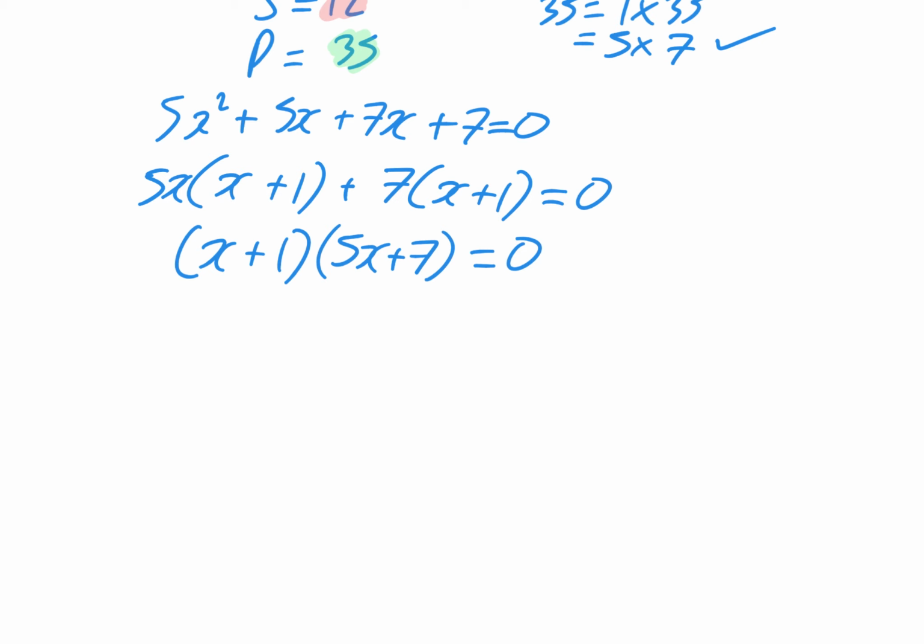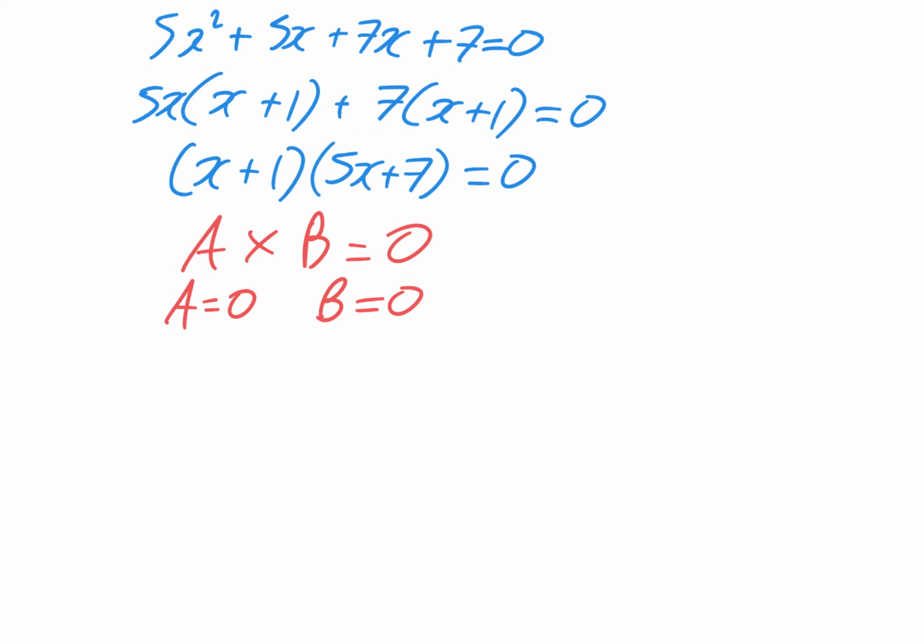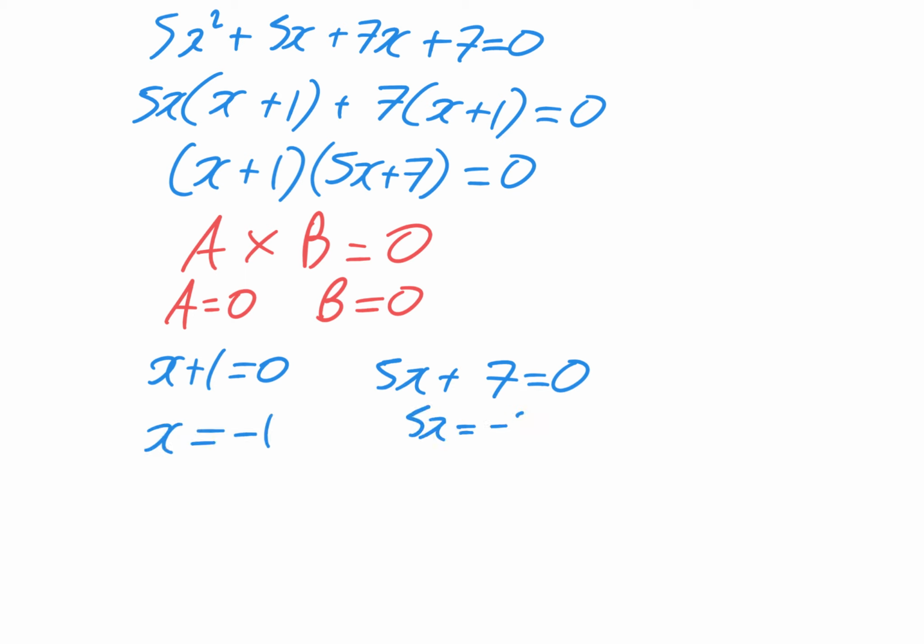Okay, and then you're back to my favourite. You've got back to this lovely thing in mathematics. You've got a times b equals 0, which means a is equal to 0 or b is equal to 0. So in this case, we have got x plus 1 equals 0, or 5x plus 7 is equal to 0, which means a wee bit of working out, x is equal to minus 1, or here, a wee bit more working out, 5x equals minus 7, x is equal to minus 7 divided by 5, which means x is equal to minus 1 and 2/5.